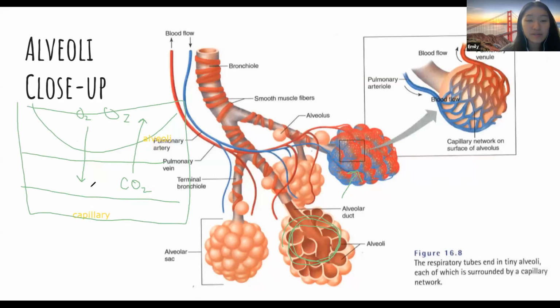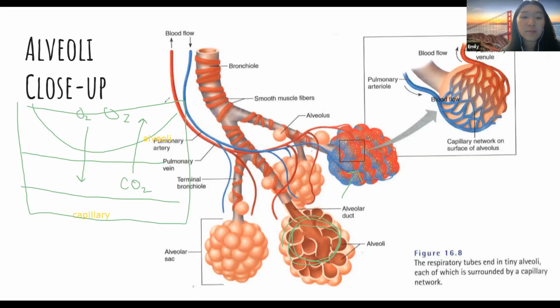So then what happens after this? Great, we've got the oxygen in the blood, the CO2 out of the blood. Now the blood is going to flow back into the pulmonary veins and go back to the heart so that the heart can pump this good oxygenated blood all over your body.